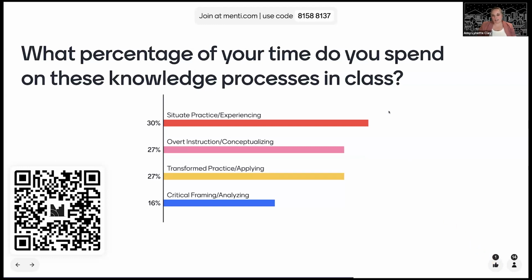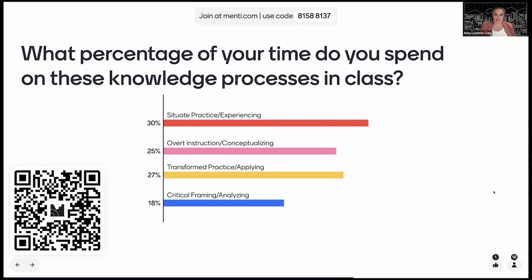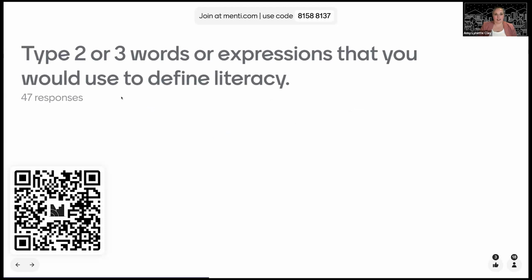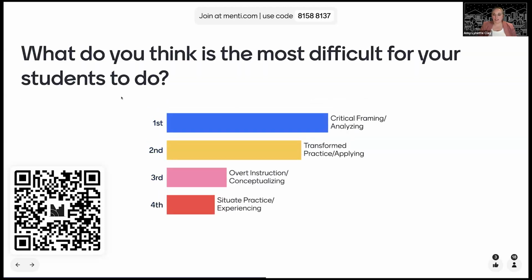And we see here, as we're filling this out, that we probably spend the least time on analyzing. And I just want to highlight for us, if I go back a slide, there we go, that we think that's the hardest for our students. And I'm going to say I think that's the hardest for us as teachers too, to integrate into our lessons.